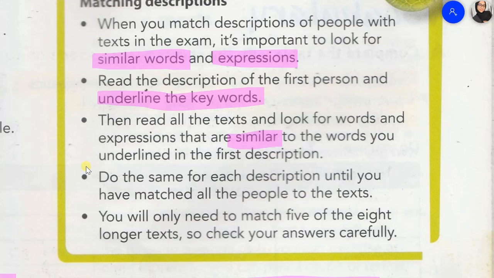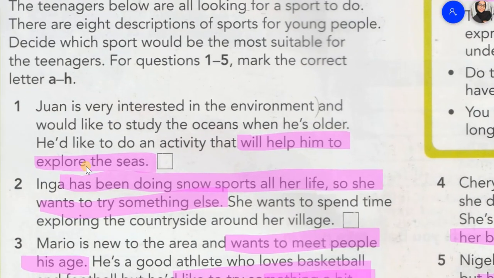Okay, so let's try to underline the keywords for number 1. Aside from this, what are other keywords related to this, exploring the seas? So basically, other keywords that are related to the sea. Okay, Juan is very interested in the environment. And would like to study the oceans when he's older. And he'd like to do an activity that will help him to explore the seas. Oceans. So these are the keywords that are similar and related to each other. Okay, environment, ocean, exploring the seas.